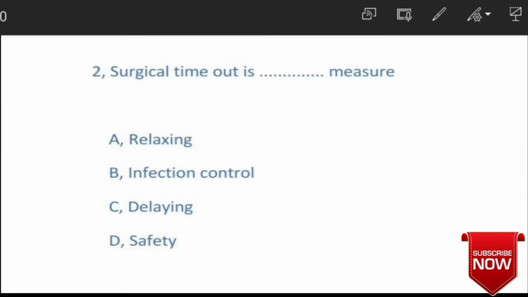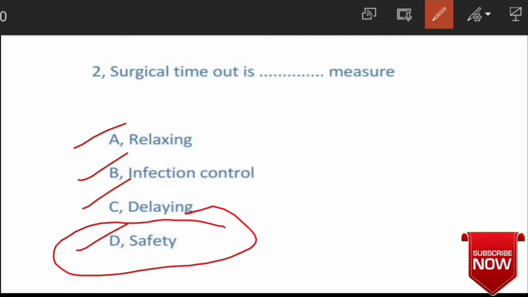Next question: surgical timeout is a dash measure. Option A, relaxing; option B, infection control; option C, delaying; option D, safety. The correct answer is option D, safety.